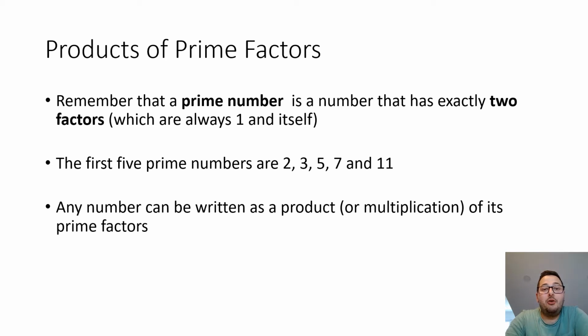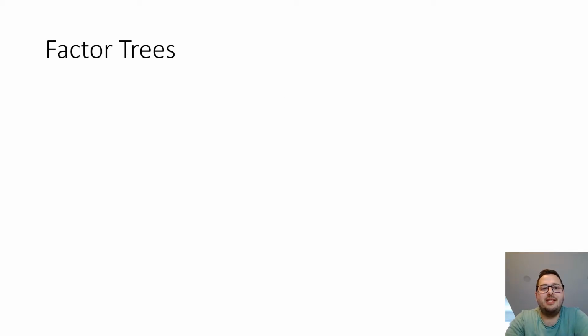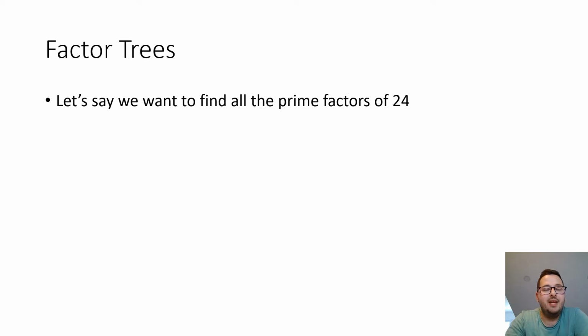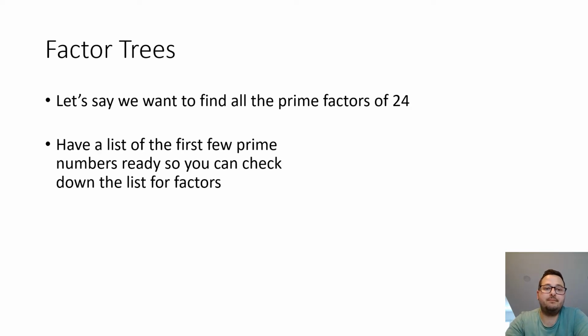What we're going to look at is the fact that any number can be written as a product, or multiplication, of its prime factors. A product just means things timesed together. It's going to be easier to see this with an example, and we're going to use what are called factor trees. Let's say we want to find all the prime factors of the number 24.